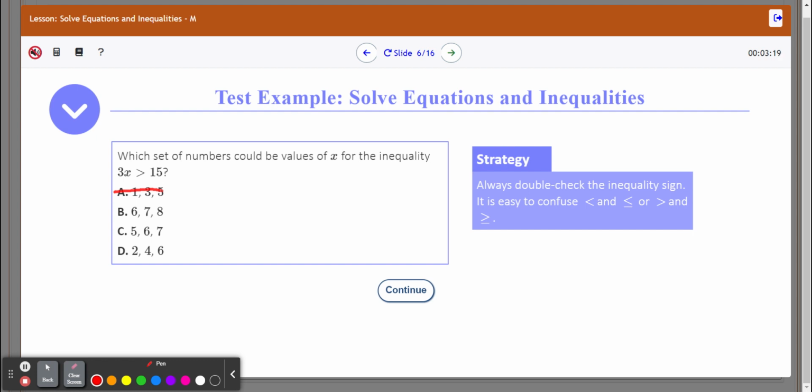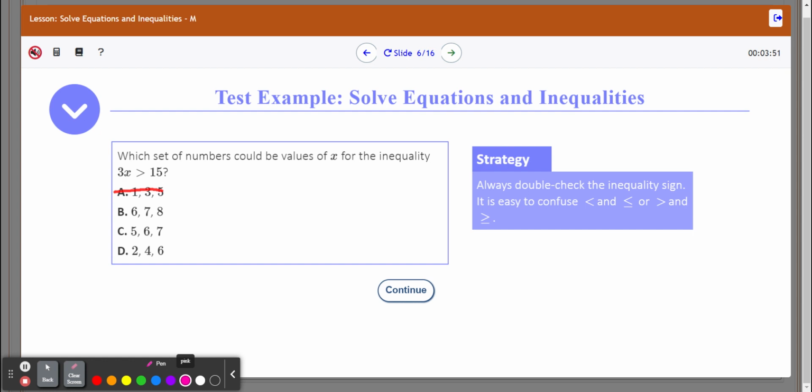Let's look at B. Let's start plugging in numbers. If we put 6 in for x, 3 times 6 is 18. 18 is greater than 15. Let's plug in 7. 3 times 7 is 21. That's greater than 15. And let's plug in 8. Well, 3 times 8 is 24. That's also greater than 15. So all of those numbers, 6, 7, 8, if you plug them in, fit this inequality. Now let's just keep going to double check our answers.